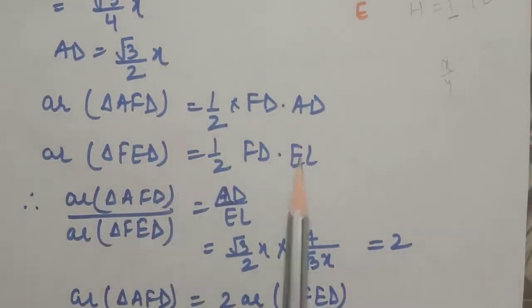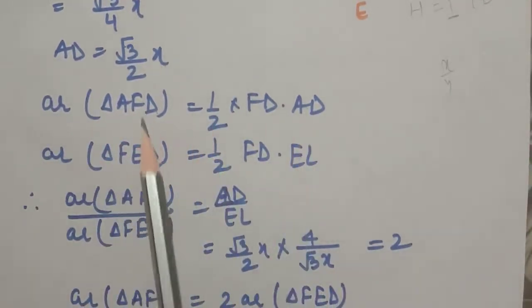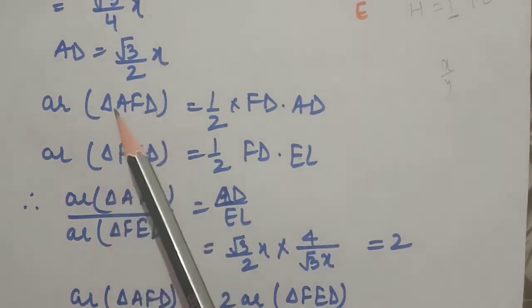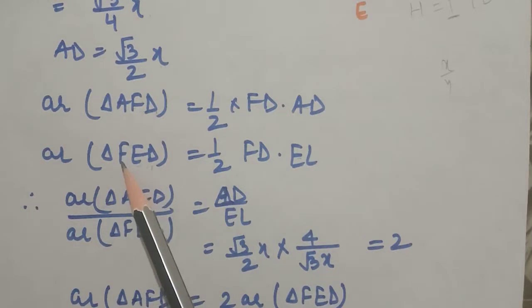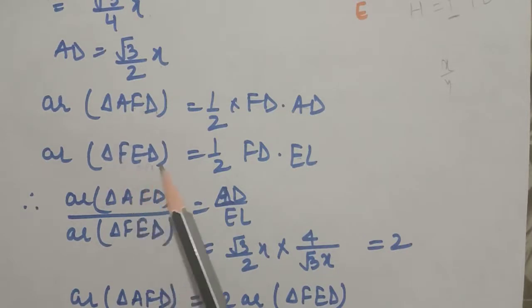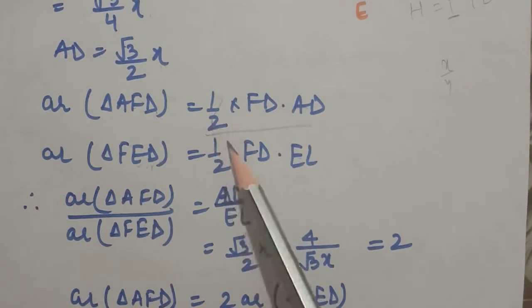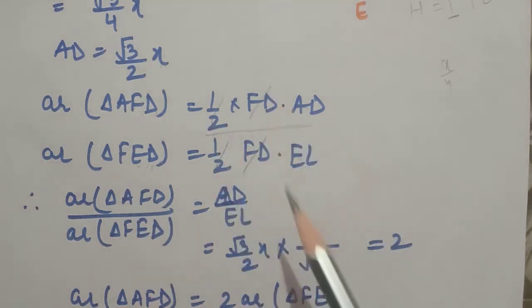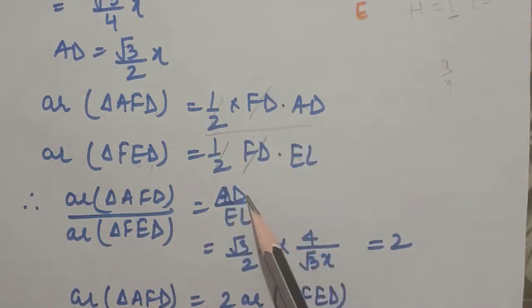So we now know the area of these two triangles. We will take a ratio of these two triangles, area of AFD divided by area of FED. When we divide these two, the half cancels with the half, the base is the same, so the ratio is present in the form of perpendiculars only, AD upon EL.